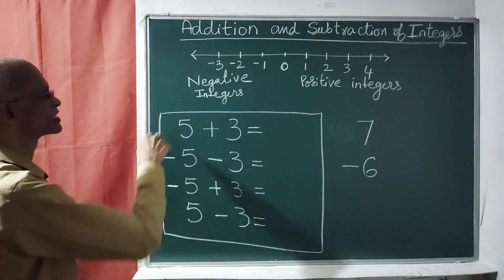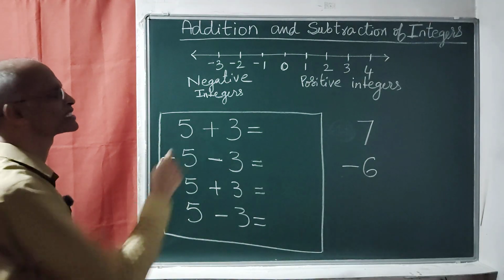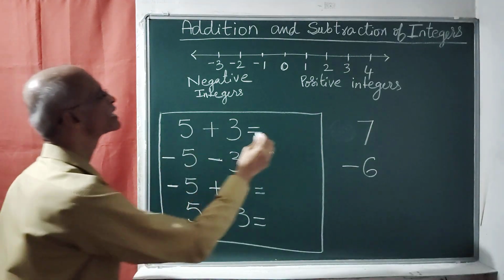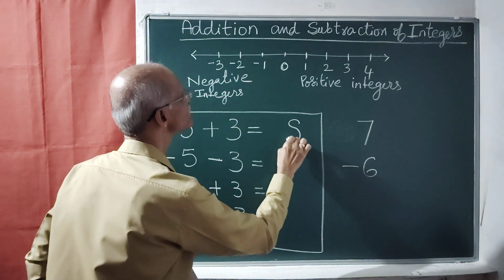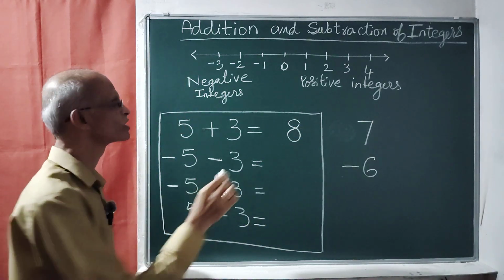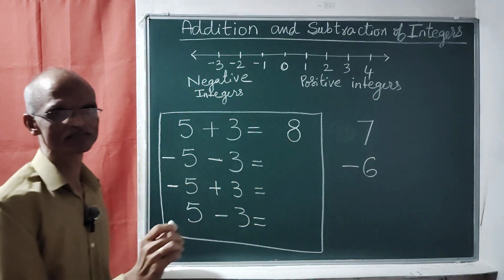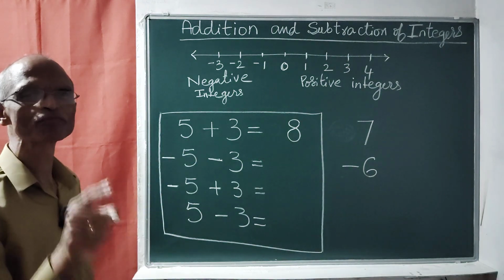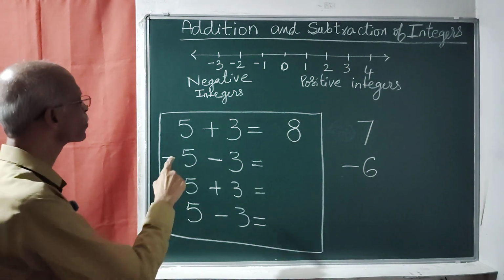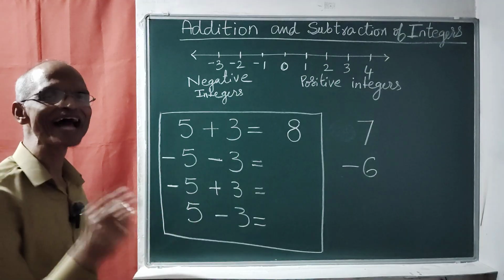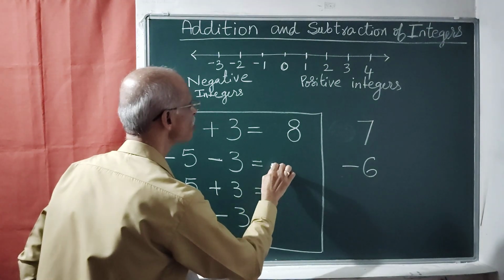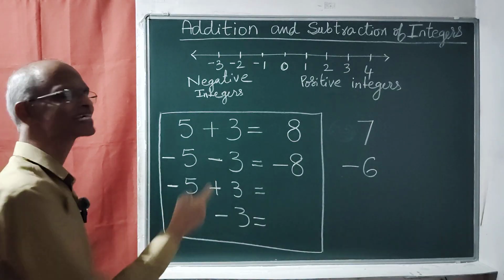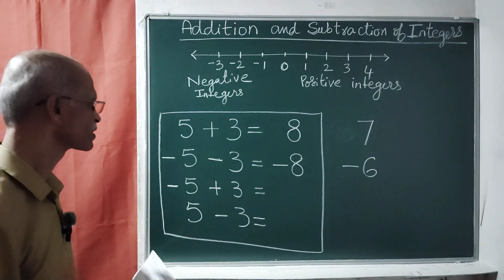In the first case, when both are pluses, add and put plus. So if I add, I'll get 8. What sign do I put for 8? Plus sign. No sign means plus. So when both are pluses, add and put plus. When both are minuses, add and put minus. So I'll get -8.